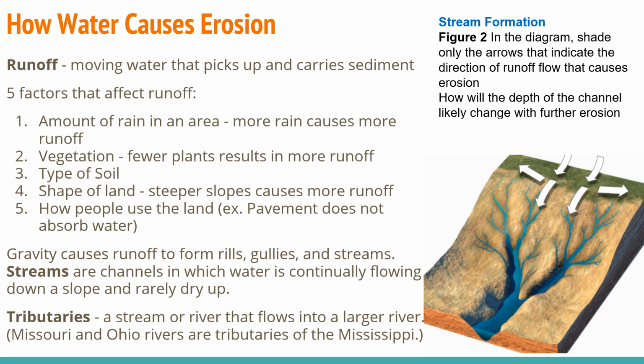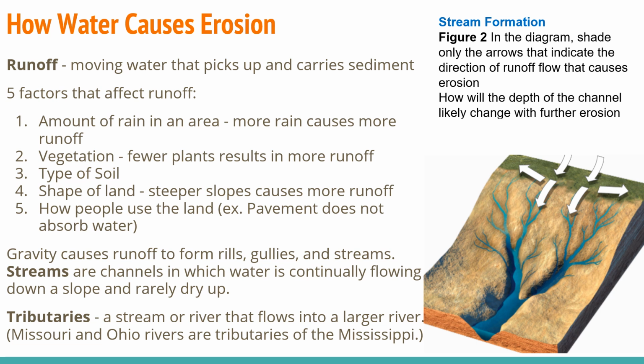Streams are channels in which water is continually flowing down a slope and rarely dry up. Tributaries are a stream or river that flows into a larger river. This would be like the Missouri and Ohio rivers being tributaries of the Mississippi.